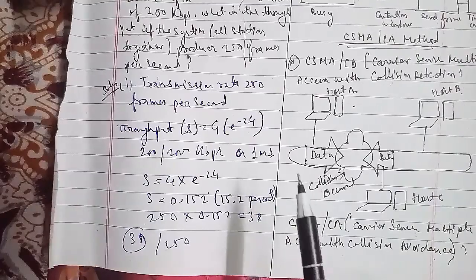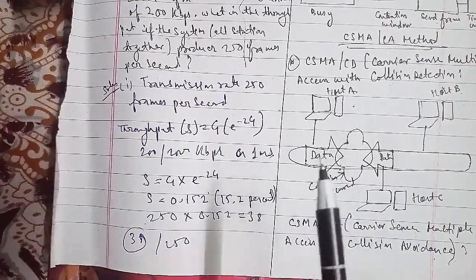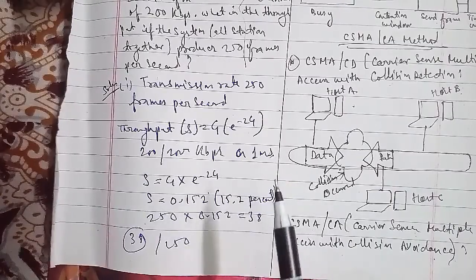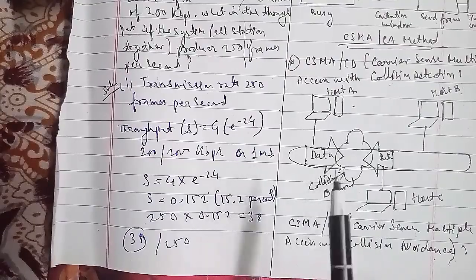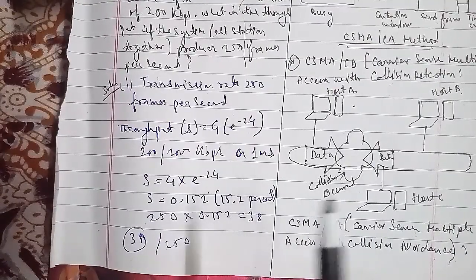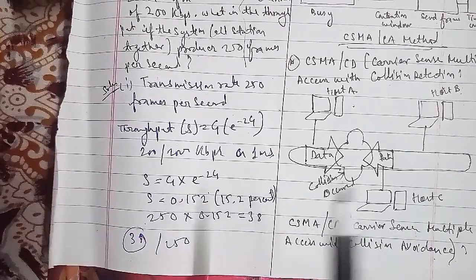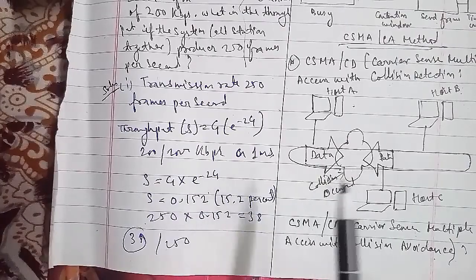Now we'll discuss a question here: prove that for a slotted Aloha system, the maximum throughput happens at G equals 1, where G is the number of attempts per packet time. That has also been asked as a 5 marks question. That is what we have to discuss here.